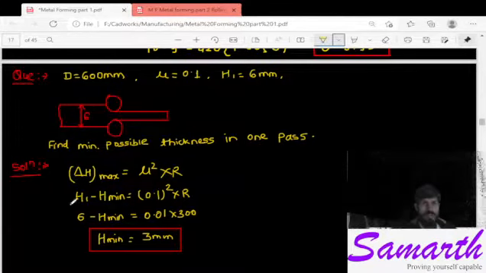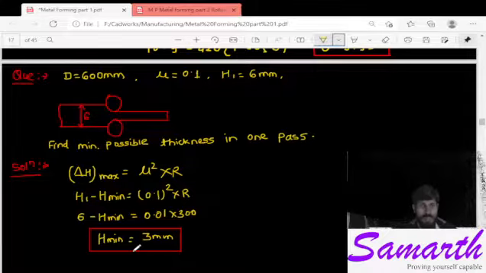We have been given the H1 value, and this is, let us say, H2, the final thickness or height. Here we are getting H2 is equal to 3 mm. This is in only a single pass. So this much is the minimum thickness we can get, not more than that.